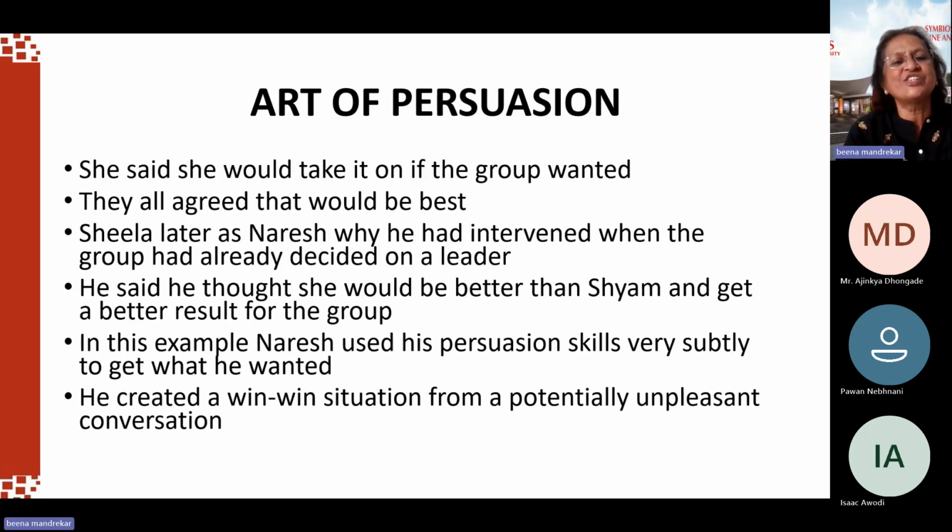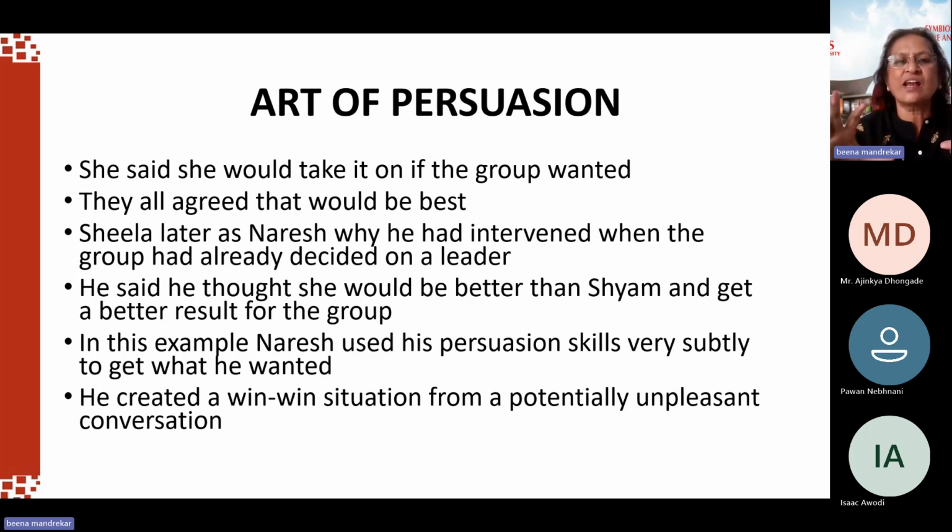Sheila smiled and said she would take it on if the group wanted. They all agreed that would be the best. Then Sheila later asked Naresh why he had intervened when the group had already decided on the leader.